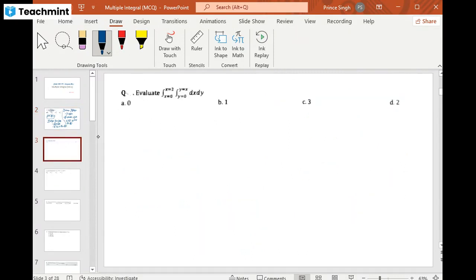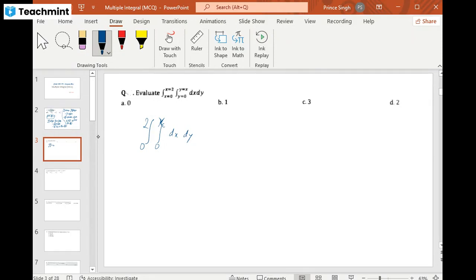Now let us consider another problem. This time we need to evaluate our integral 0 to 2, 0 to x, dx dy, right? So here it is written as 0 to x and 0 to 2. When the inner limit is a function of x, that means that limit is for variable y only.